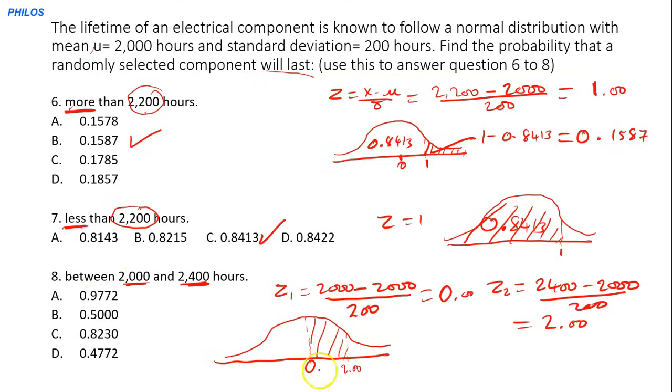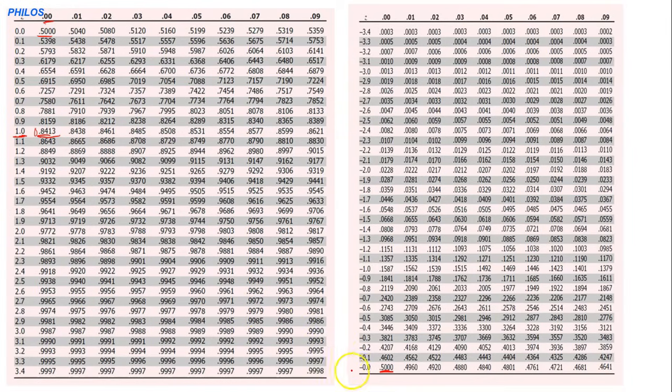So to get this, we can check area to the left of 0 on the z table. But there's no need checking because we know that the total area under the curve is 1. When the curve is divided into 2, you get 0.5. So area to the left of 0 will be 0.5000 or 0.5. Now, let's find the area to the left of 2 also. Area to the left of 2.00. So we go and check this positive z-score on a positive z-table. So we have 2.00. It will give us 0.9772.